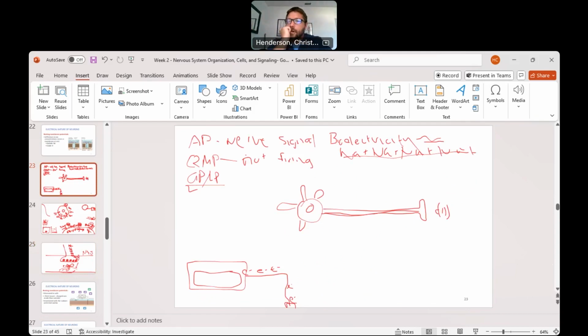All right, so we need to get sodium into this to create an electrical current so that it will release acetylcholine to bind to the receptor or release its neurotransmitter. The question becomes, where is sodium? Where do we normally find it?